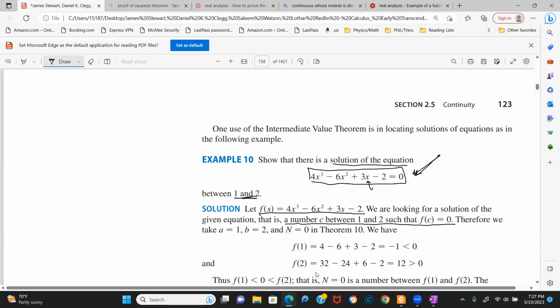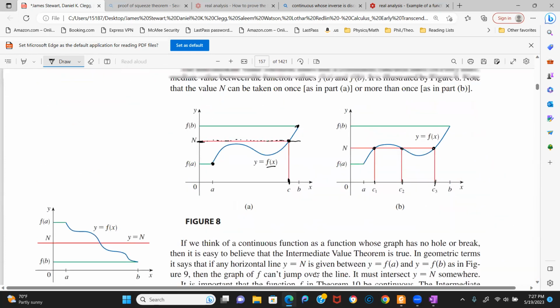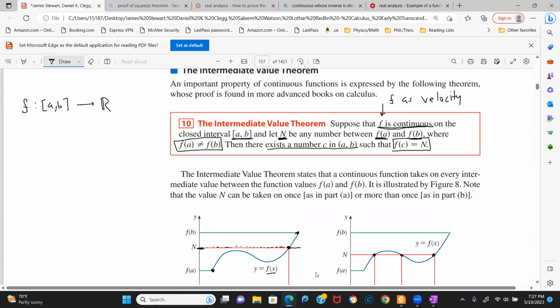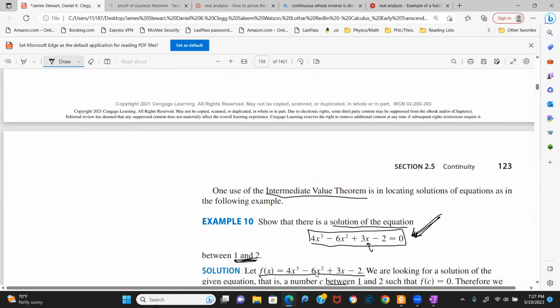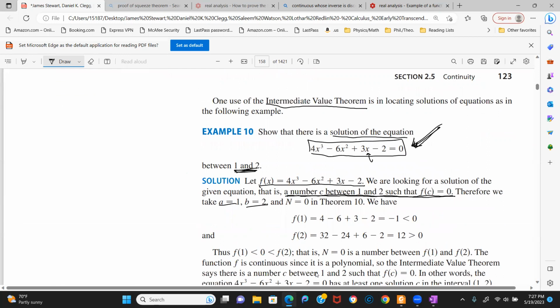So the question is, can you find a solution to this equation that's between 1 and 2? And that's equivalent to asking, does there exist a number c between 1 and 2 such that f of c is 0? This should immediately remind you of the intermediate value theorem. We want to use that. Referencing the intermediate value theorem up here, you have this interval a to b. We're going to say a is equal to 1, b is equal to 2. So f is defined on the interval 1 to 2, and it goes to the real numbers. And in our case, capital N is 0.